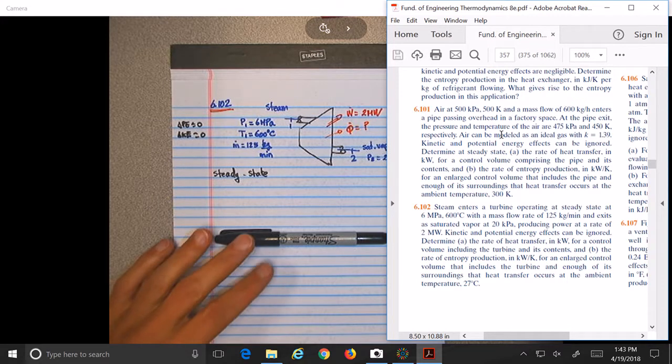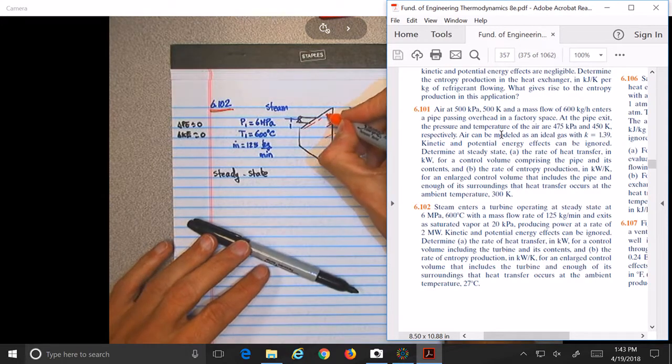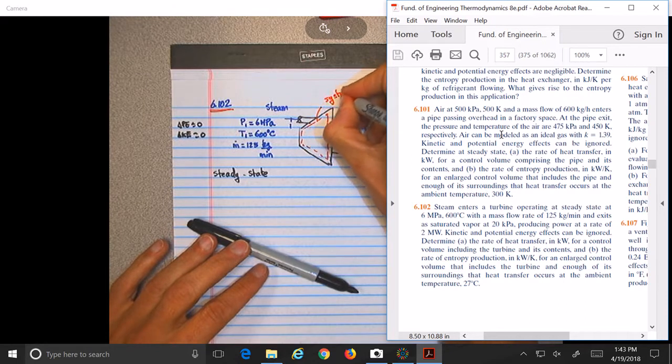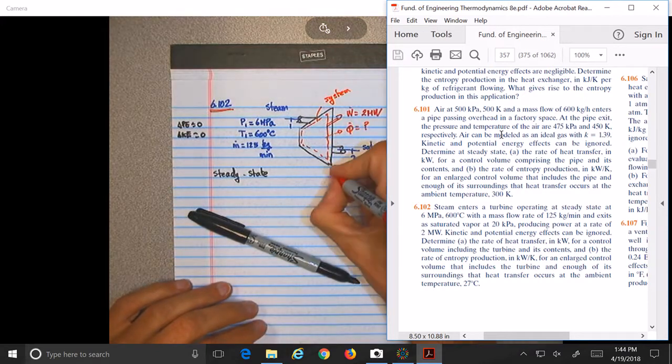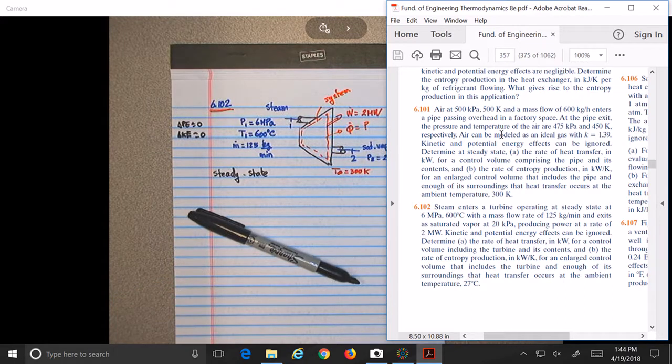For the control volume, what is the system they want us to use? The turbine, so this is our system. So that's important to let me know what the system is, no? And then part B, the rate of entropy production for an enlarged control volume that includes the turbine and enough of the surroundings that heat transfer occurs at the ambient temperature. So T outside here, T surrounding is what? 300 degrees Kelvin. Okay.